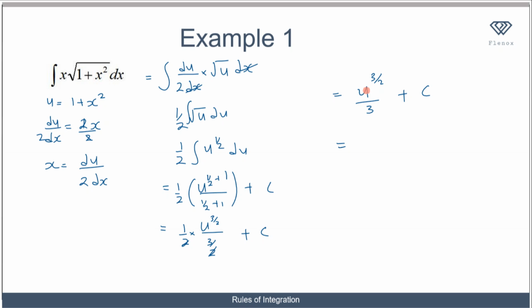Now my u is what? 1 plus x squared. So I can substitute this back. So I have 1 plus x squared raised by 3 over 2, all over 3, plus my constant. So this is what we get when we integrate this function. Now let's look at one more example.